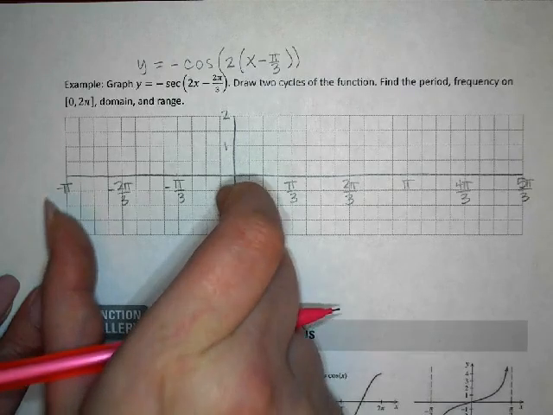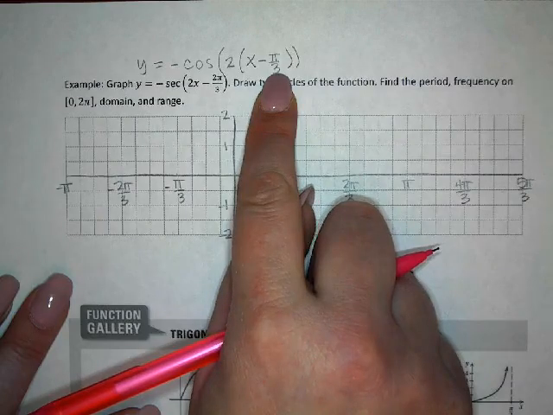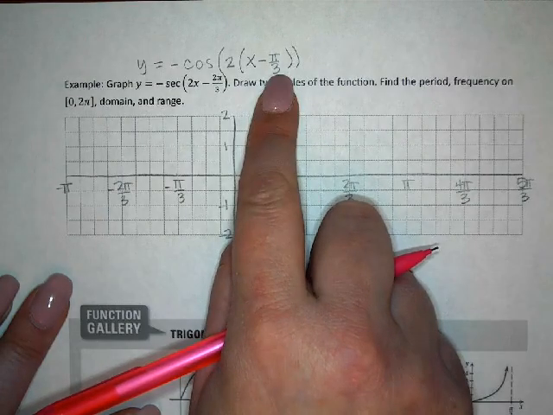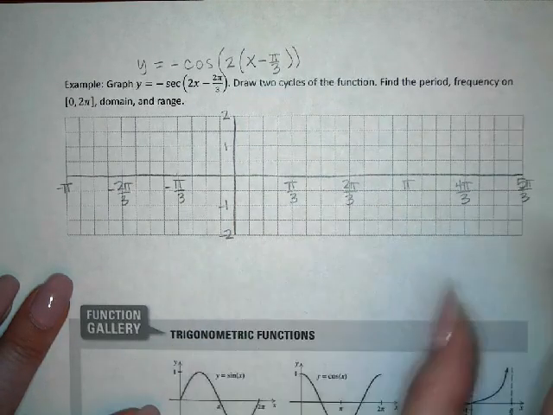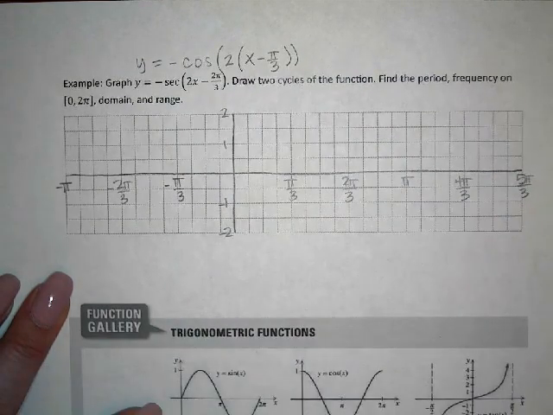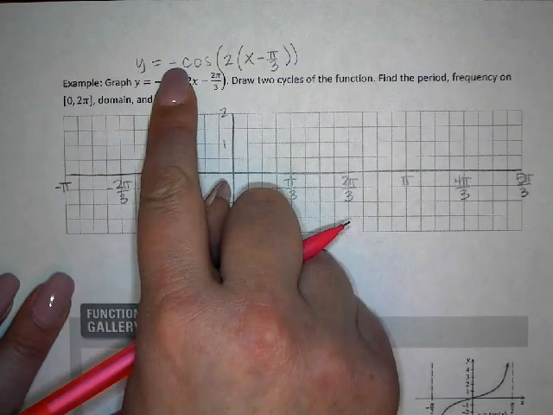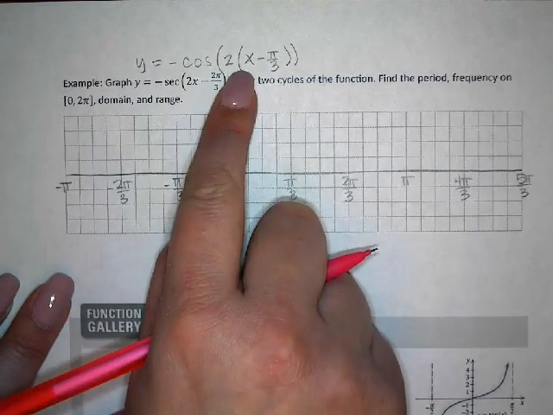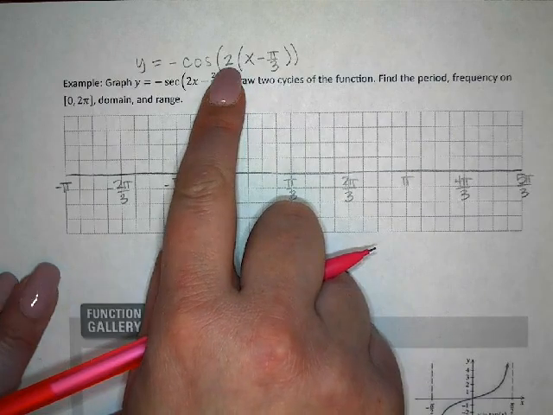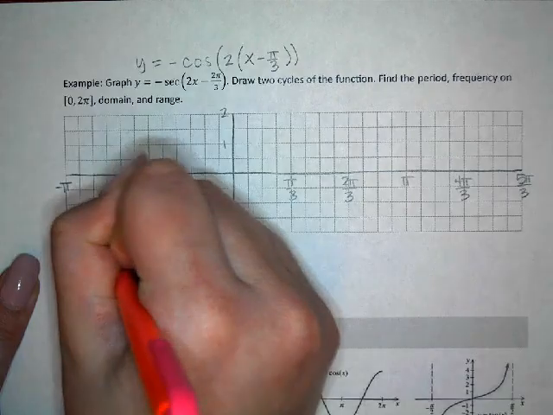So for cos, the amplitude is going to be 1. The period of the graph is going to be 2 pi divided by 2. So the period of the graph is going to be pi, so that's where we're going to get a whole curve, or that's where we're going to get 2 bowls. And the frequency is going to be 2.